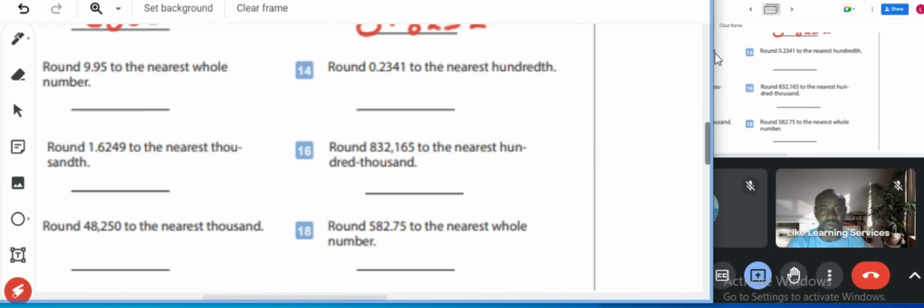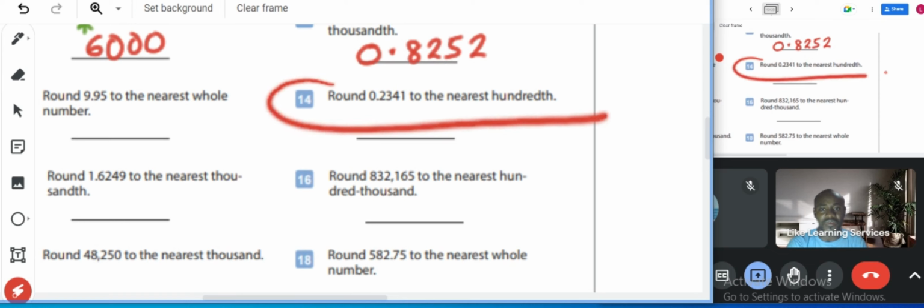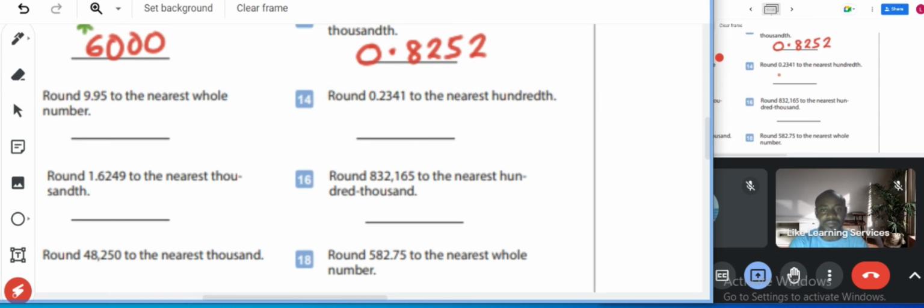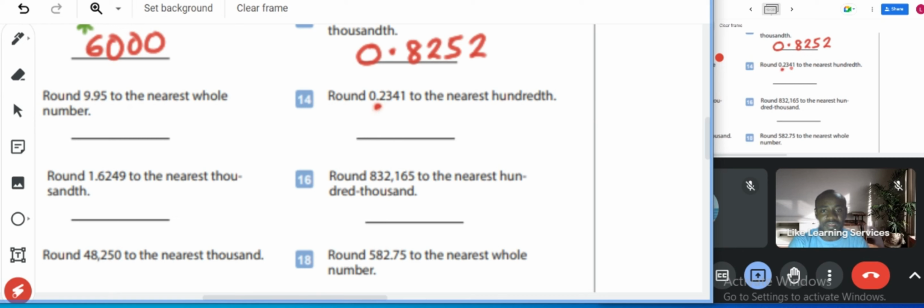Which one can we look at now? Okay, let's look at number 14. Read it out. Round 0.234 to the nearest 100th. To the nearest 100th. 100th is where? Let's see. 2 is 10th. 3 is 100th. So the 100th is on 3. So it should be on 3.